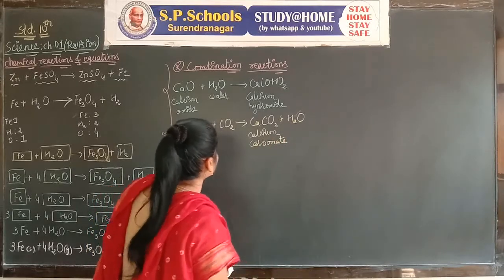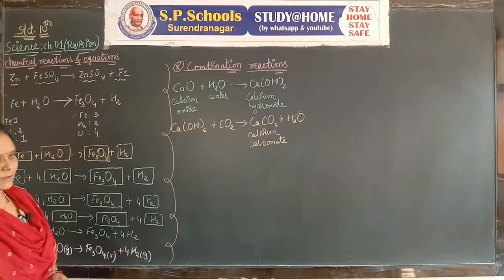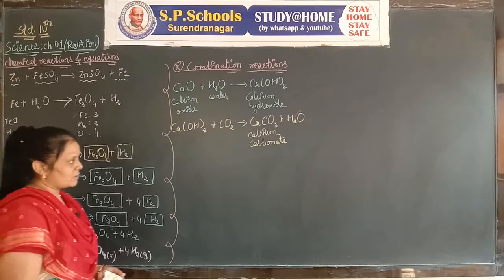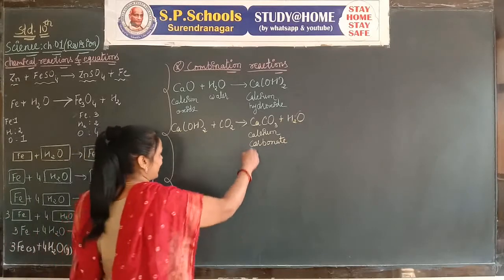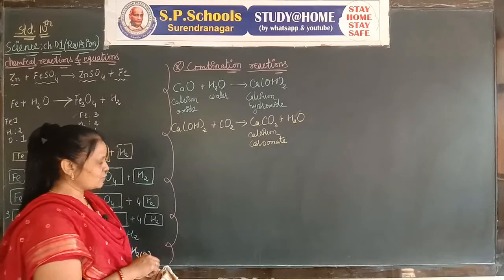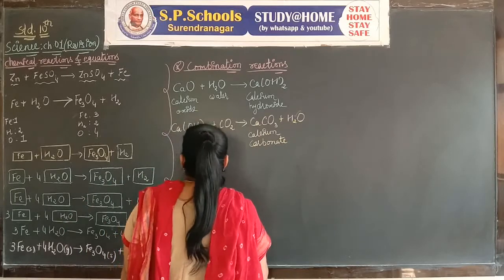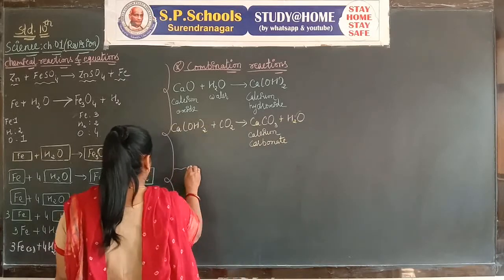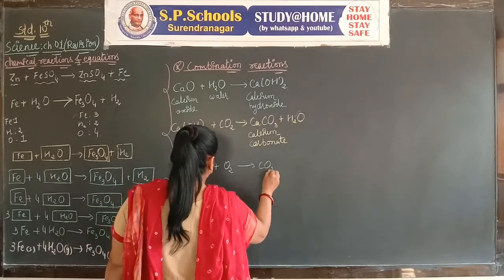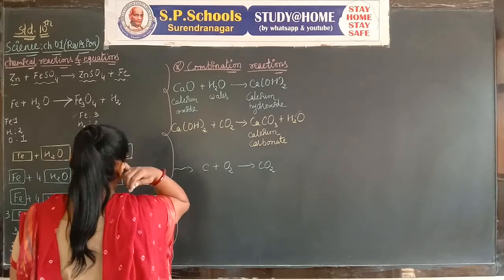The mixture of calcium oxide and water can be used in the whitewashing for the wall. And when we whitewash the wall, the formation of calcium carbonate can occur after 2 days, in the sense of white. We also take another example for combination. When we take C plus O2 it gives CO2. It is also an example of combination reaction.